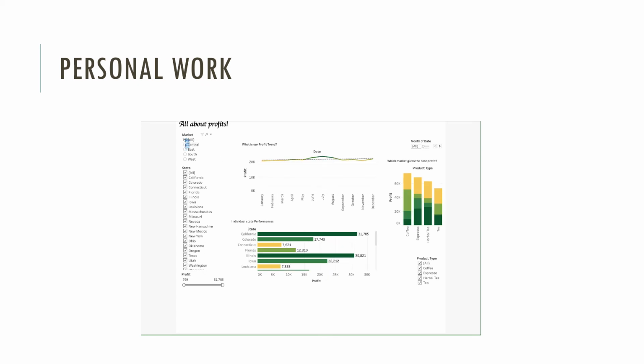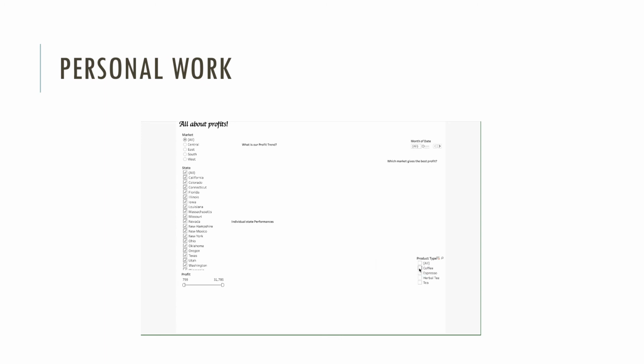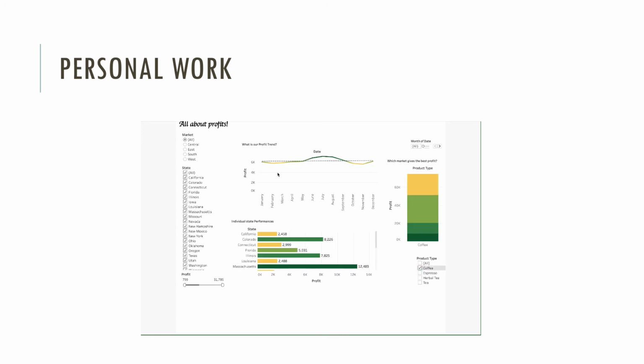Suppose the manager of the company just wants to analyze how the coffee is performing. He or she can just go and click on coffee. Once you click on coffee, it provides you the trend, and you can clearly see that the months of May till September have the highest profits. Now, this may be due to vacation or the fall season, I'm not sure though, but here you can even compare state-wise how coffee is performing.